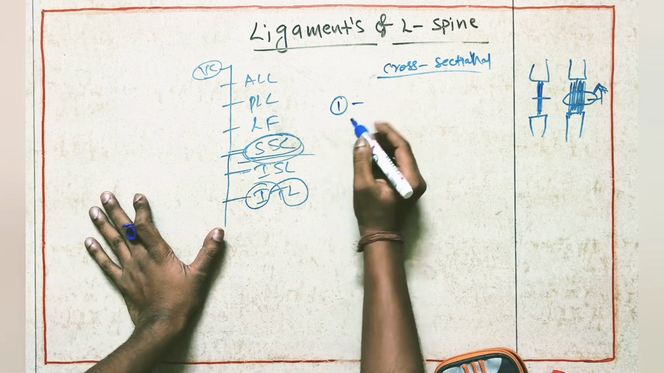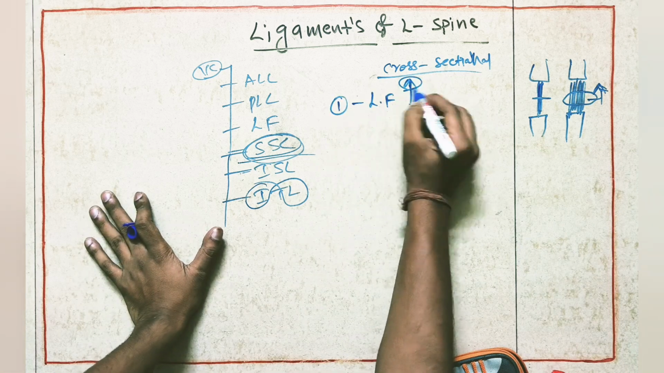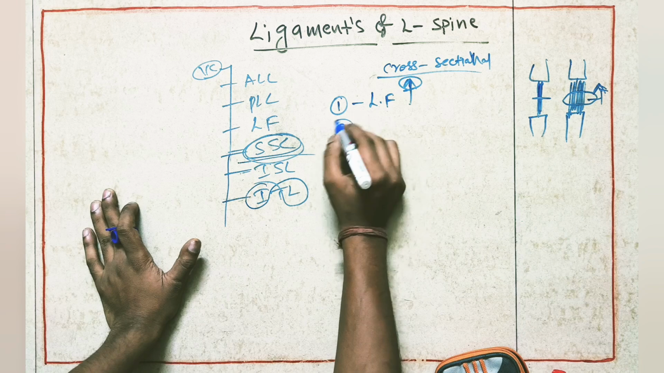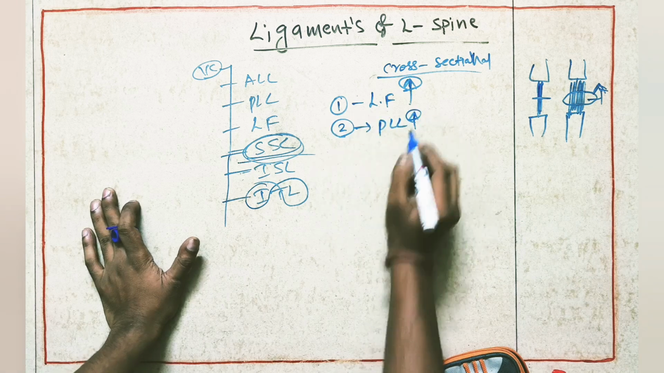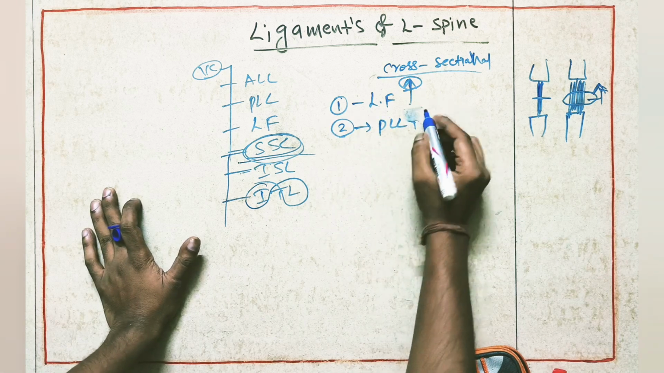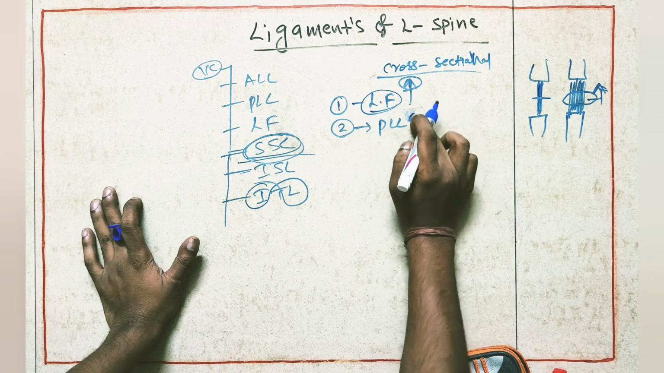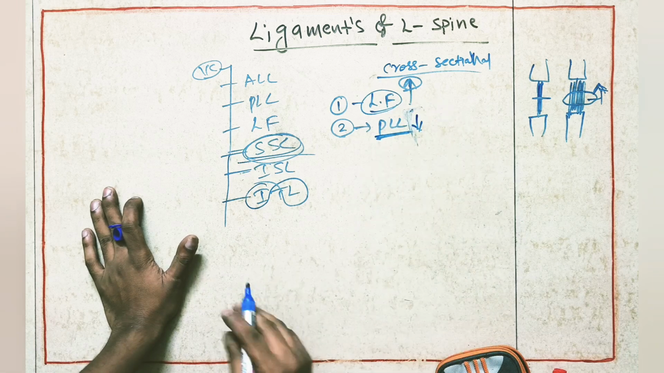First place goes to the ligamentum flavum. It has the most cross-sectional area. Second place goes to the posterior longitudinal ligament. That means compared to the ligamentum flavum, the cross-sectional area of the posterior longitudinal ligament is less. So this is one point.